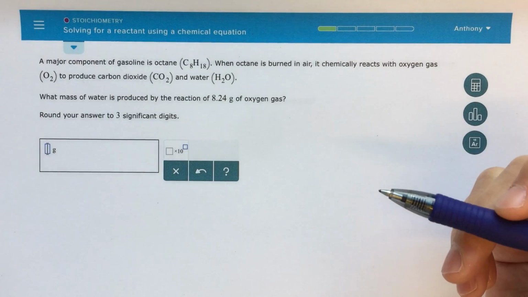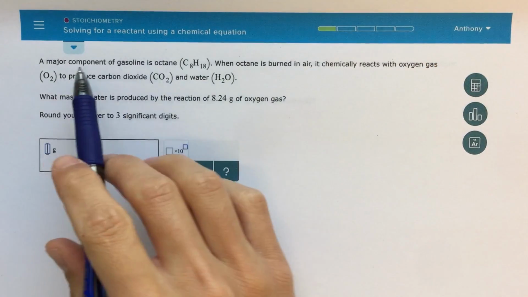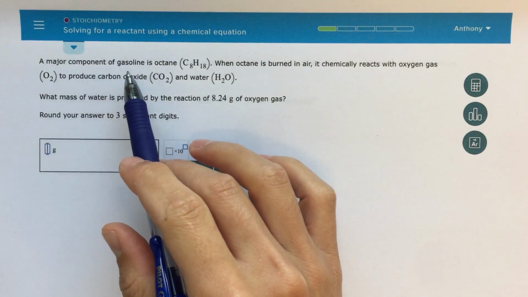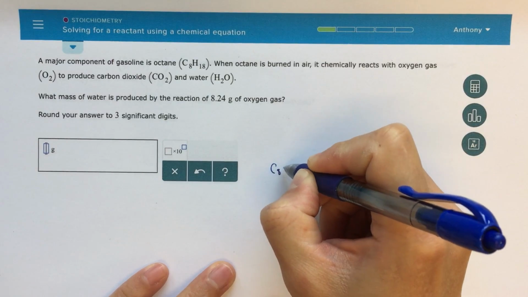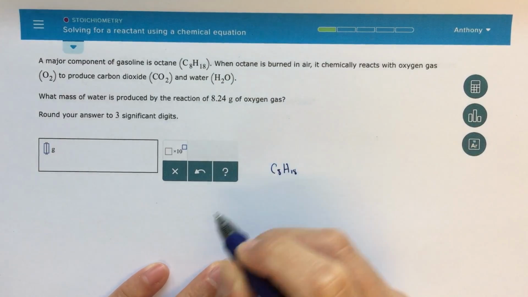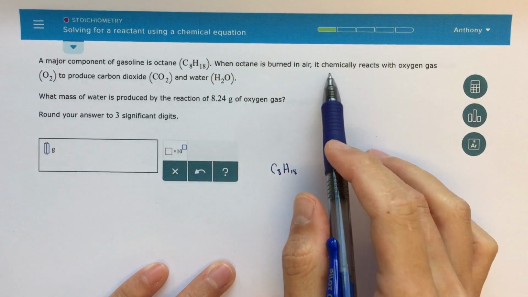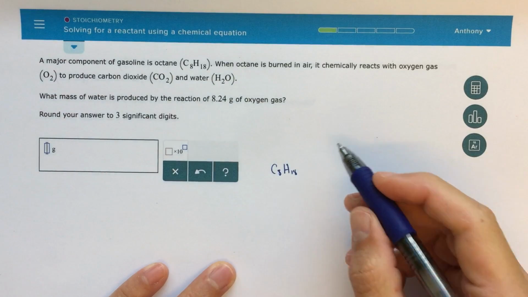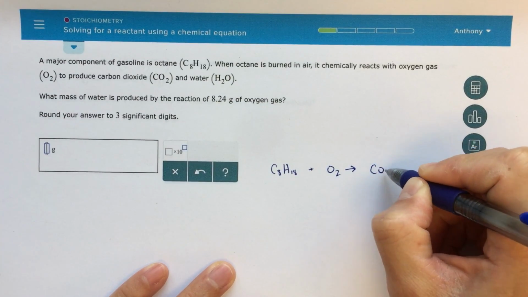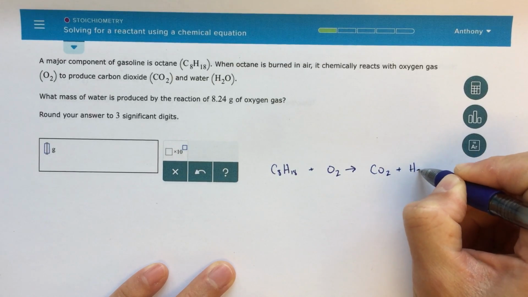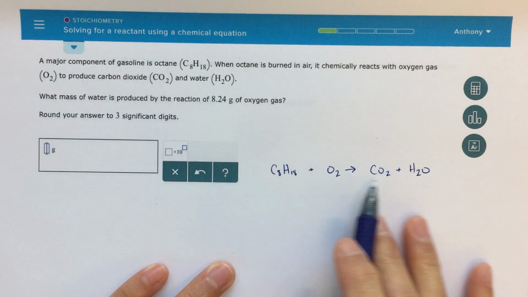The first thing in this problem is we're going to have to come up with a balanced chemical equation. So we're given these words. This is a major component of gasoline, octane, C8H18. So I might just go ahead and start by writing out C8H18. When octane is burned in air, so that's going to be with oxygen, it chemically reacts with oxygen gas, so plus O2, to produce carbon dioxide and water. So the first thing that I would write out on my piece of paper is this chemical reaction.